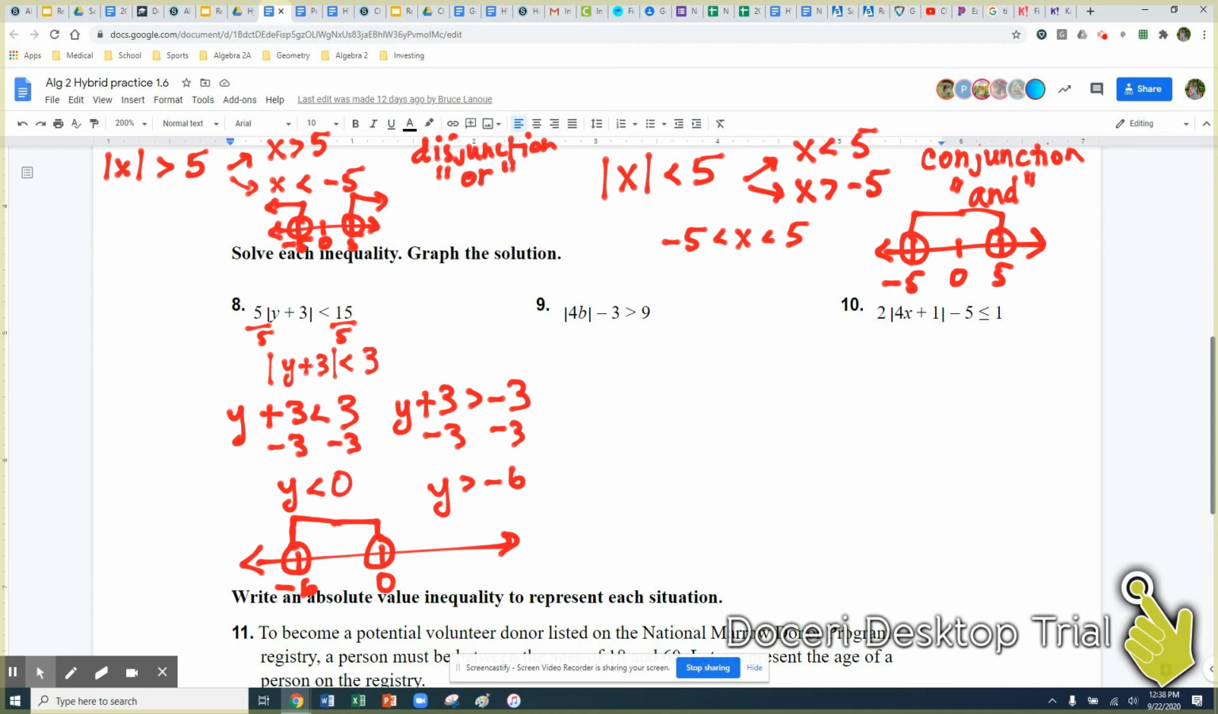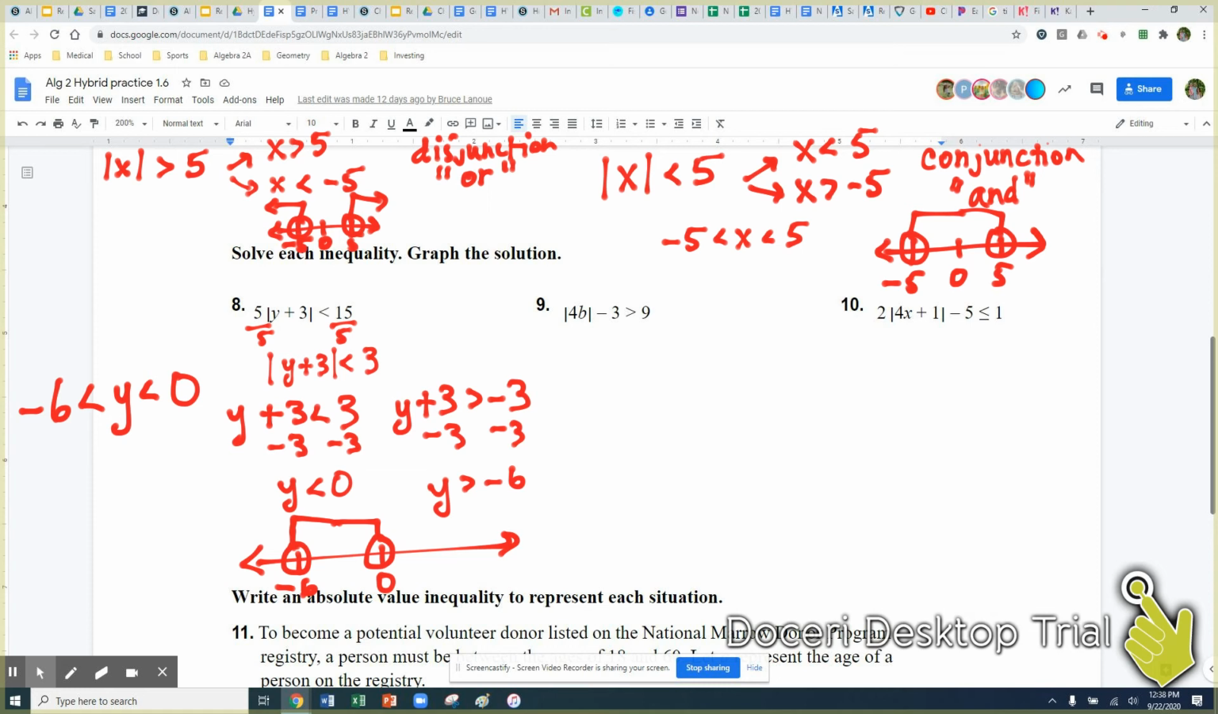One other thing about these conjunctions is you can write them as a combined inequality. So we have negative 6 is less than y is less than 0. So you kind of show that range using a combined inequality. Disjunctions, we can't do that because there's just two separate situations that are happening, but here we can show the range. It goes from negative 6 to 0. There's where all our solutions are going to lie.